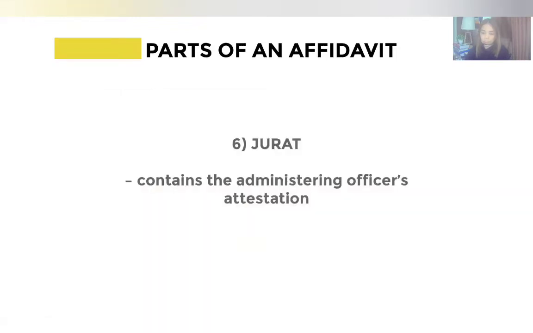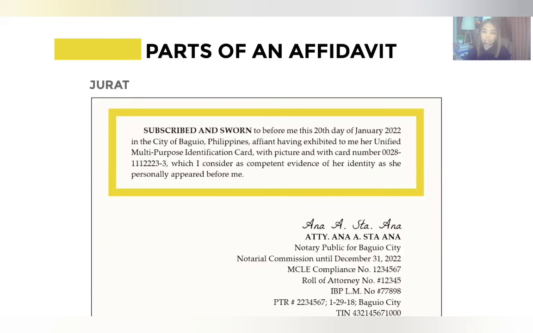That is why below the signature is the jurat. The jurat is an attestation by the administering officer or notary public saying that the contents of the document have been subscribed and sworn to before the administering officer or notary public by the affiant. This is an example of a jurat.